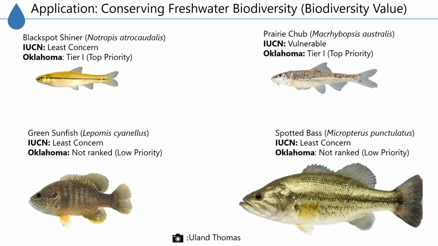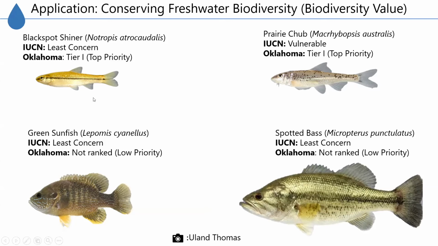And the other axis of that prioritization framework was biodiversity value. So thinking about what sort of fish species we have throughout the basin. We selected a suite of 31 fish species throughout the basin that represent a range of extinction risk or biodiversity value, thinking about IUCN Red List categories and state level conservation categories.